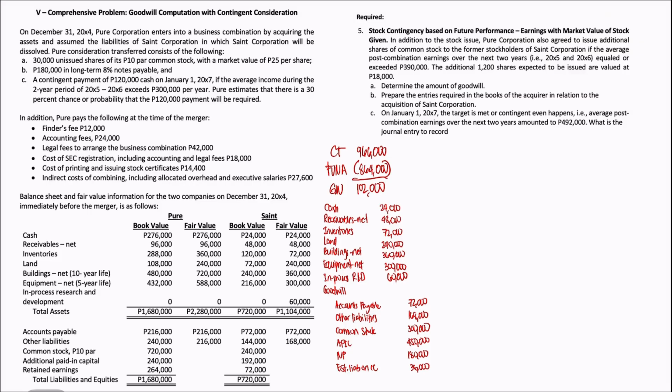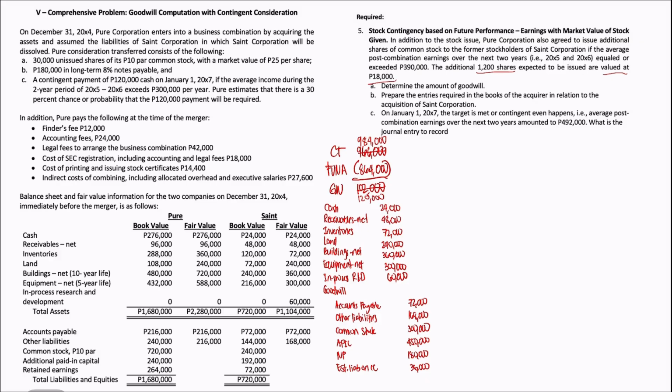This time, aside from the contingent consideration payable in cash, we also have contingent consideration payable in 1,200 shares, valued at $18,000. Previously, our total consideration transferred was only $966,000. But with this additional contingent consideration, our total consideration transferred is now $984,000. This brings our goodwill to $120,000.